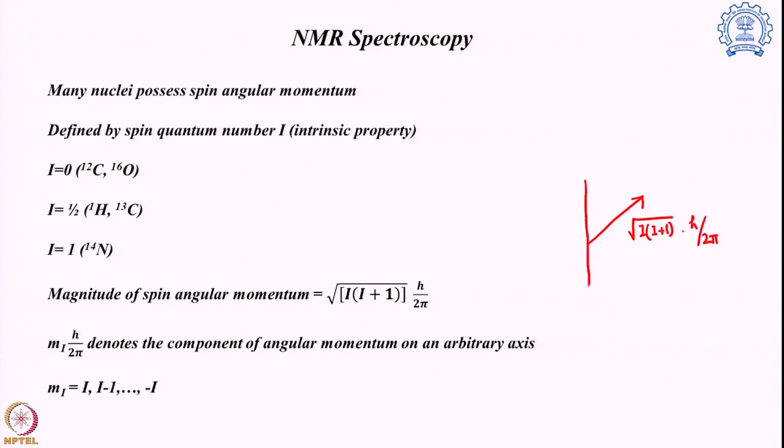However, if I want to find out the value along a particular axis, say the z axis, we find the projection of this spin angular momentum on this axis, and it can have only particular values. Over here I am showing that it can have values from plus I to minus I. It can also be in the opposite direction, and the projection of that is, say, minus I. Over there it is plus I, and these are the mI values.